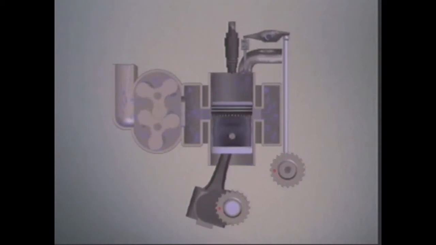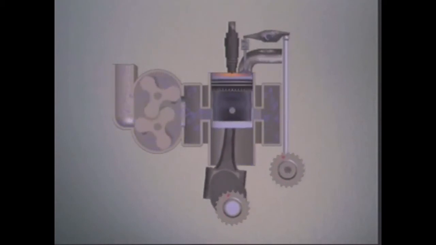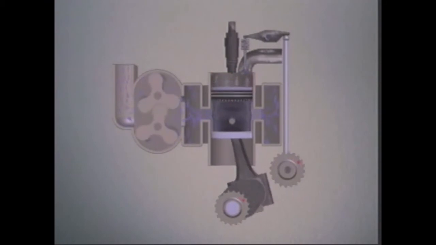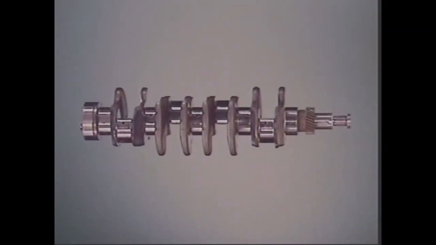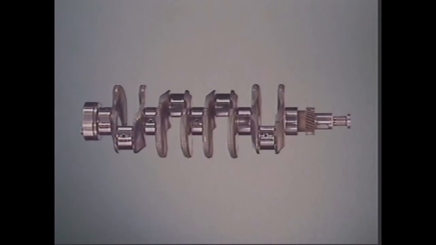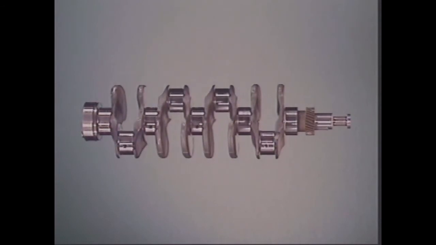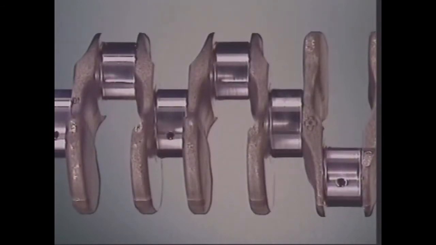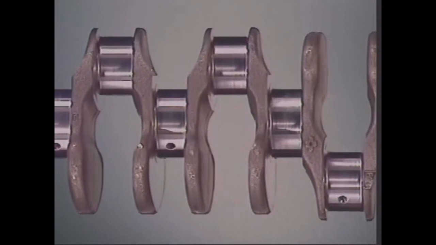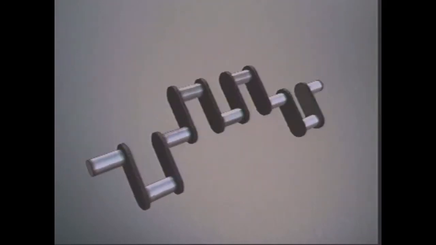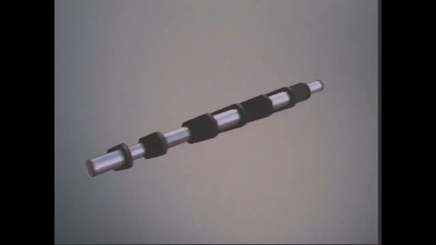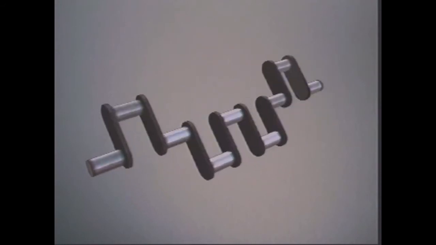The power stroke pushes the piston down. The crankshaft turns, as does the camshaft. The cam acts on the rocker arm, which opens the valve at the right time. The crankshaft is the same on four-stroke diesel engines and two-stroke diesel engines. The shape may appear unusual at first. Why won't a simpler shape do the job? It's all to do with balancing forces.